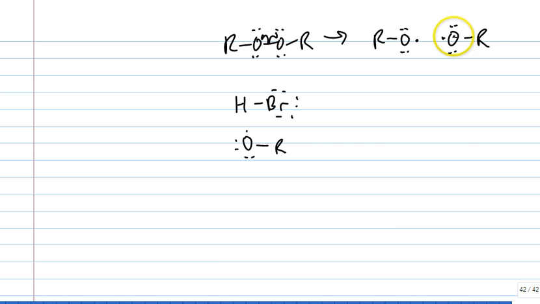This is a very unstable radical. Radicals are unstable. This would much rather be an alcohol. So what it does is it grabs an H from the HBr, so it can become an alcohol. But it only needs one more electron. So it's going to take one of these electrons, and the other electron goes on to the Br, and you get this.